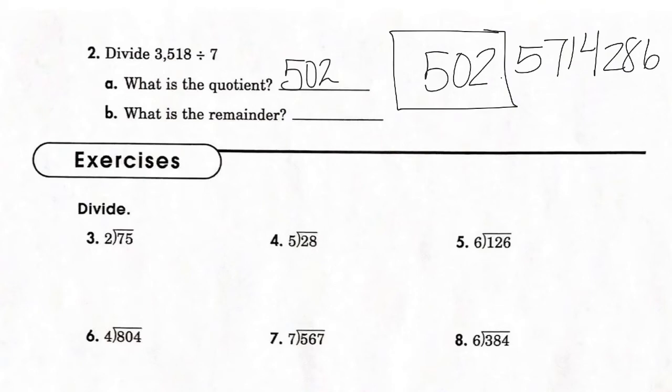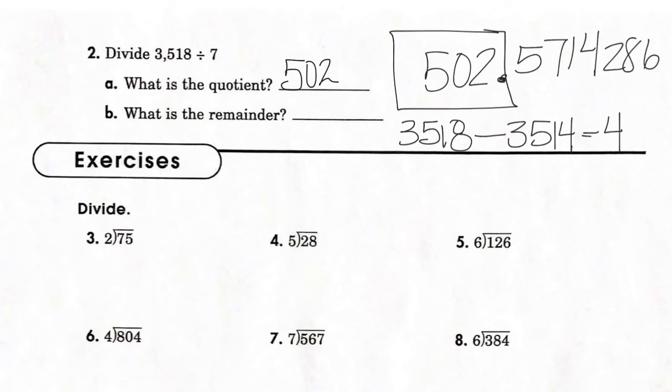Now, I don't have a remainder of 57,14286, whatever place value that is on the decimal side, because that's a decimal. What you are going to do is take the 502 and multiply that by 7. And when I do that, I get 3,514. So I'm going to take 3,518, which is my original number. I'm going to subtract from that 3,514, and I get an answer of 4.